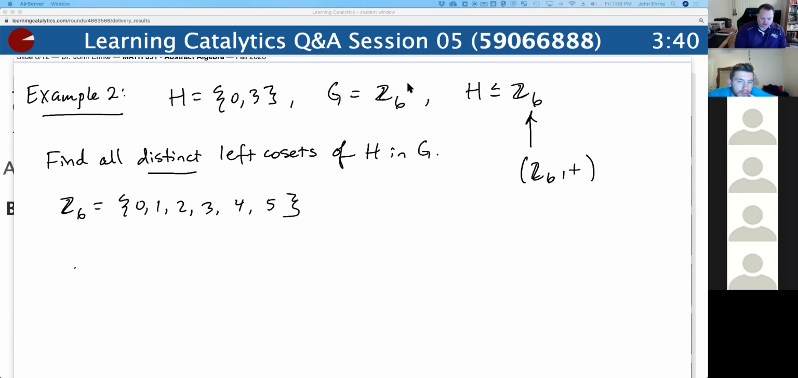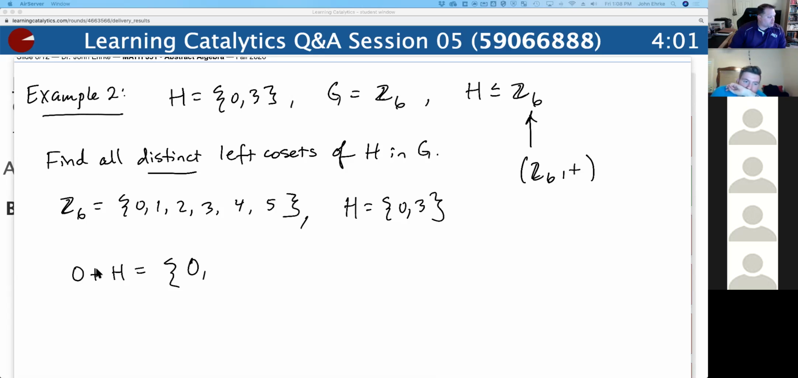And I'm going to start at 0 plus H. So I'm going to take everything and add, so H is right here, 0, 3. I'm going to take 0 out of the group and add 0 to every element in the subgroup, adding on the left. So 0 plus 0 would be 0. 0 plus 3 would be 3. Do we agree that that is the same thing you get if you do 3 plus H? Because if you look at 3 plus H, 3 plus 0 is 3. 3 plus 3 is 6, but 6 mod 6 is 0.